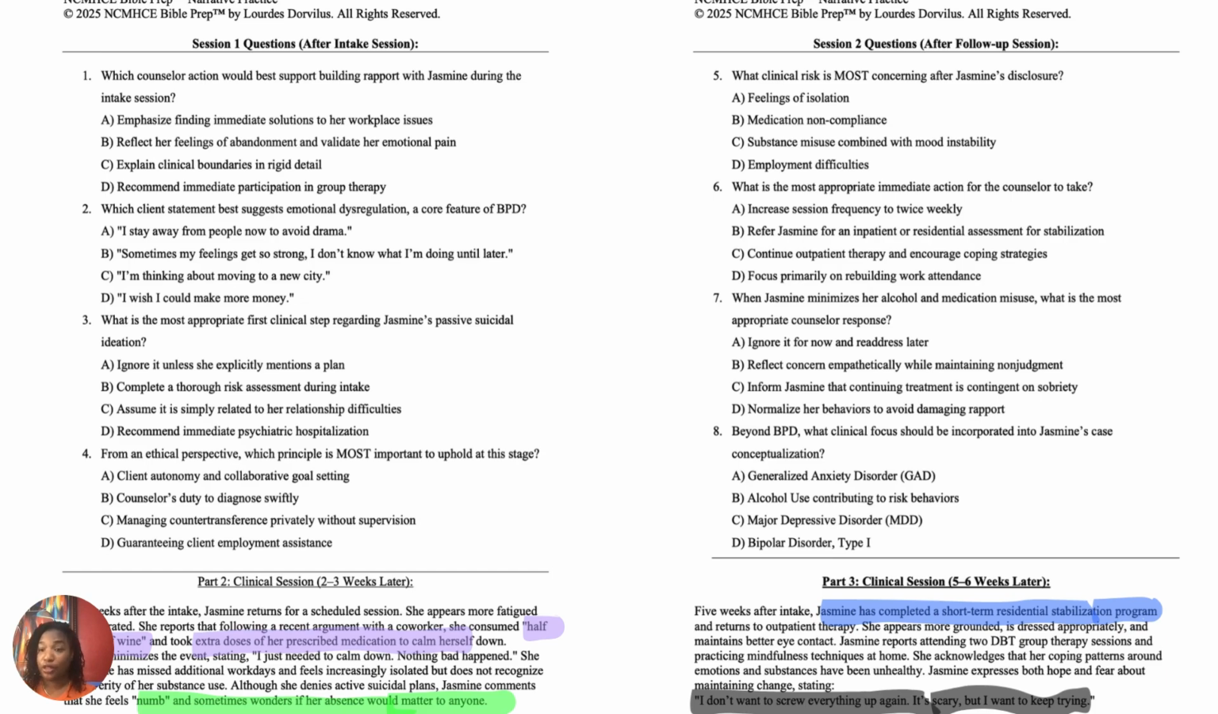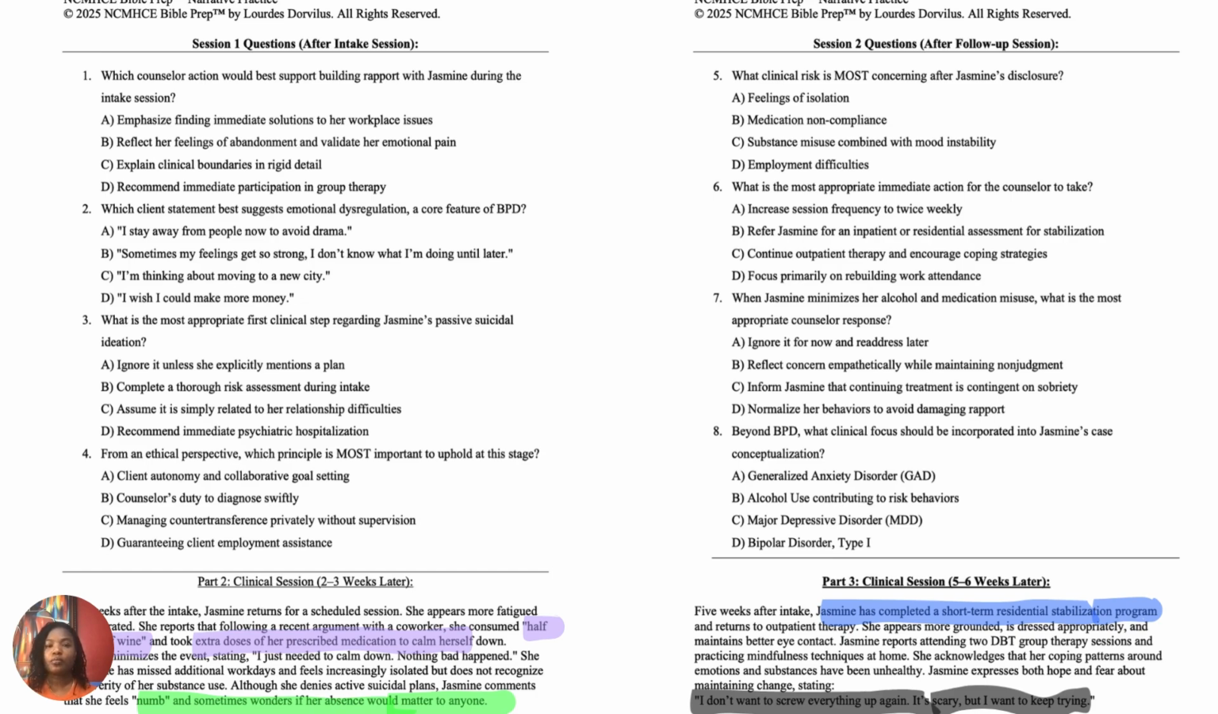From an ethical perspective, we have to respect autonomy. So that means in her treatment planning, we have to help her feel empowered. This supports the therapeutic alliance and aligns with the ACA Code of Ethics. Diagnosing too quickly, managing countertransference without supervision, or focusing on unemployment aren't ethically central right now. What's ethically central is giving her autonomy and collaborating with her in her goal setting.